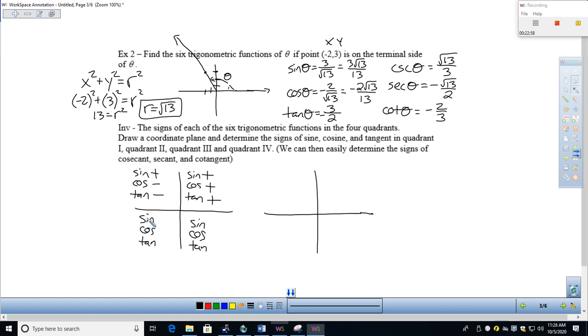Next one, sine. So this would be now a negative y over a positive r. Negative over positive is negative.